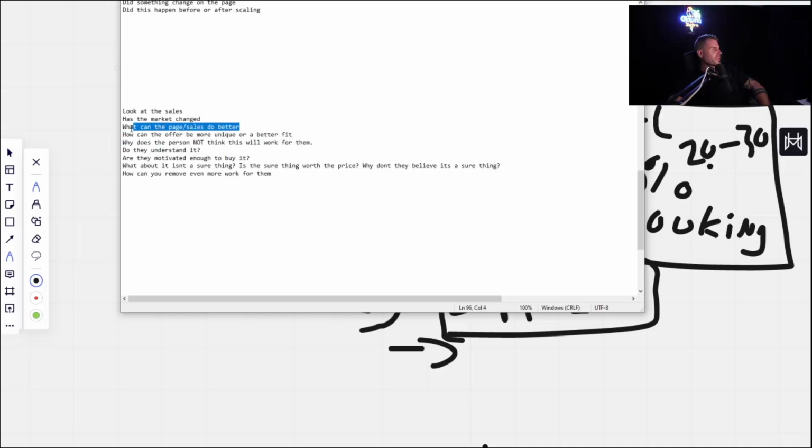What can the pages or sales pages do better? You got to look at it. Sometimes you just have really crappy pages that just don't sell the product well. And what can you do about the offer itself? Okay, so the sales page one is very simple, but what can you do about the offer to make it more unique or a better fit? For example, if you're selling the same thing as the entire marketplace, how can you make this product stand out? How can you make it a better fit for a specific type of customer? How could you even market to a different type of customer that is a better fit?